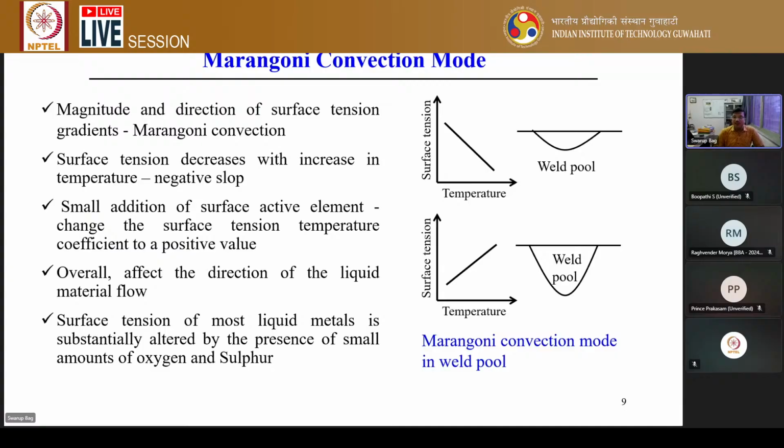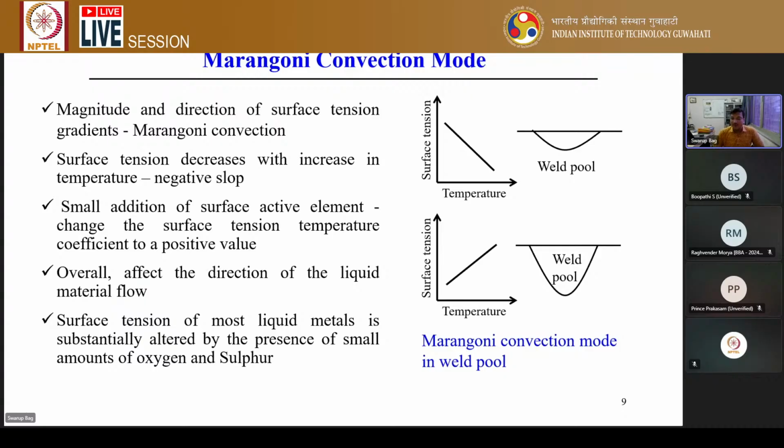We can see that in the presence of no surface active element, the gradient is basically negative. If you see the first figure, when there is a negative gradient, the liquid will try to flow. The surface tension force will be acting from the center towards the outer periphery. So there is a clockwise circulation loop on the right hand side, and that actually increases the weld width but decreases the weld depth. Now, if we add some surface active elements, then the surface tension gradient may change from negative to positive.